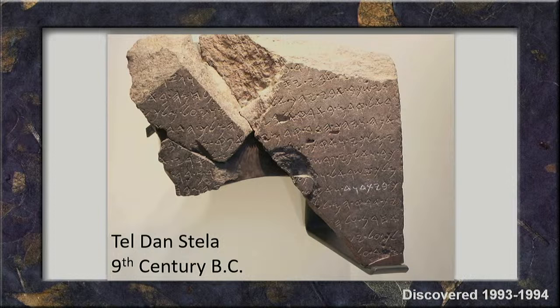Upon its translation, the fragment was determined to be part of a stone slab, what they call a stela, that commemorates the victory of an Aramean king over both Israelite and Judahite armies.